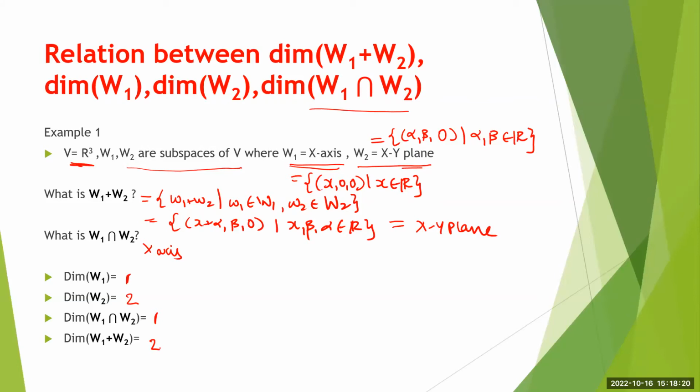Now, can we find some relation between dimension of W1 plus W2, which is equal to something, by addition I'm getting 2. What can be written here such that I will get the dimension of W1 plus W2? Any guess? With the help of dimension of W1, W2 and dimension of W1 intersection W2.